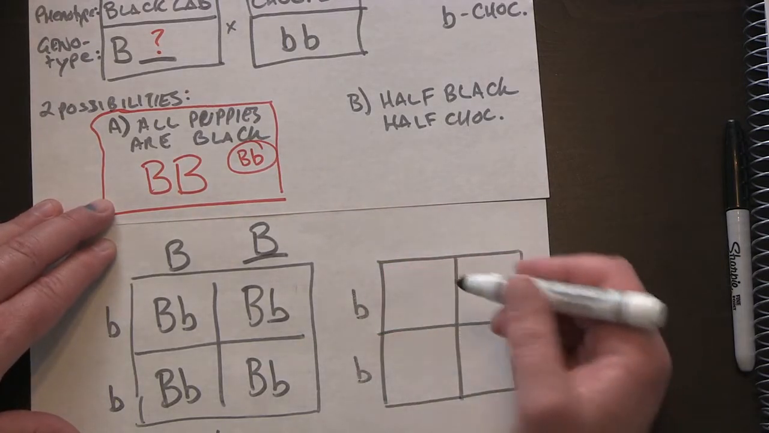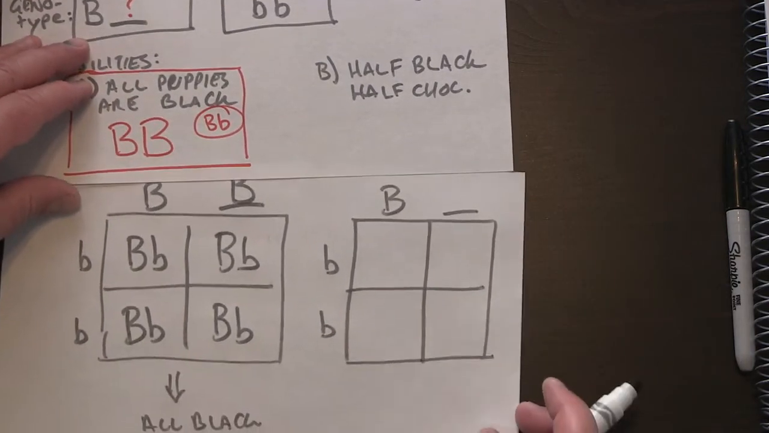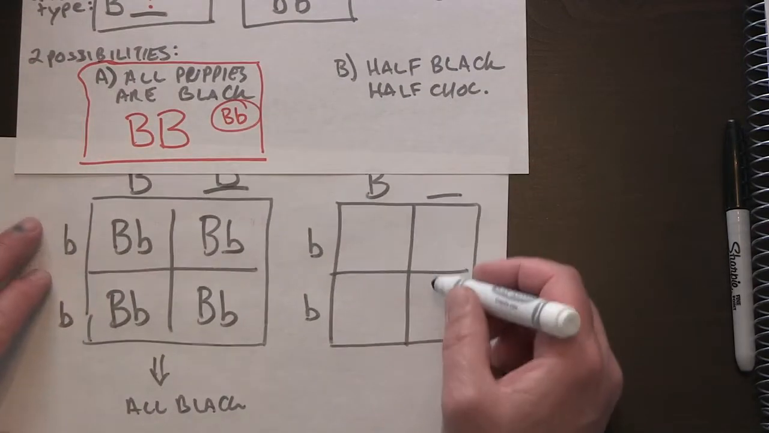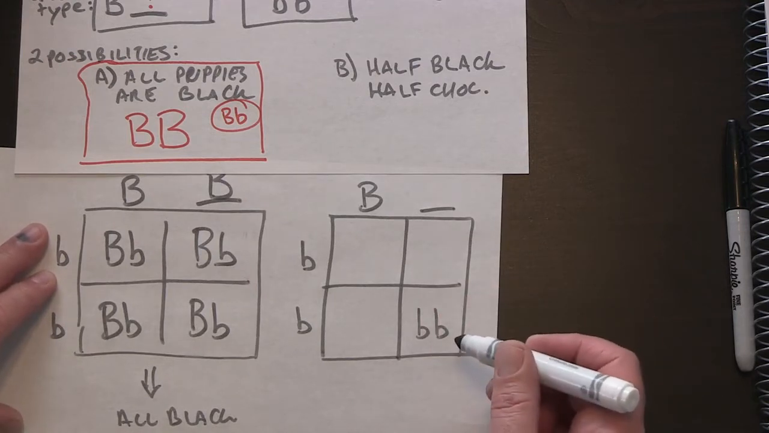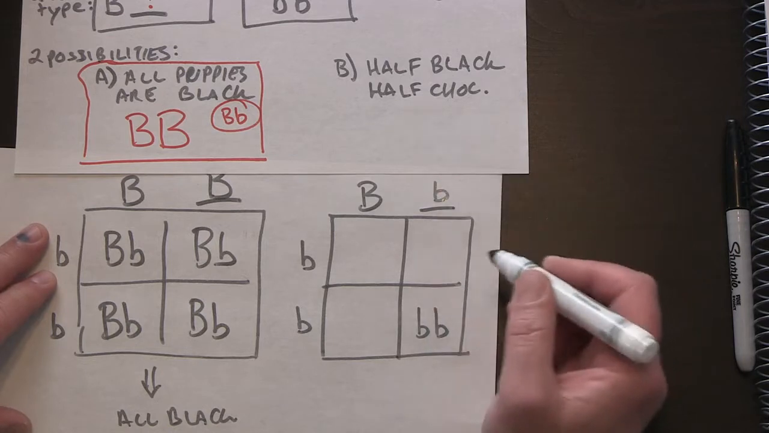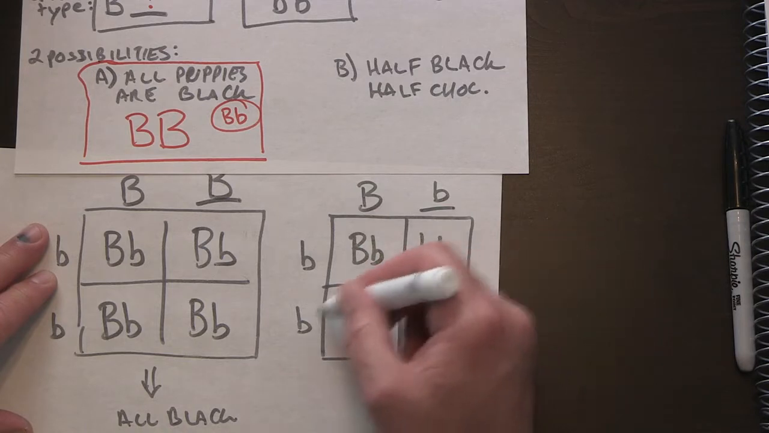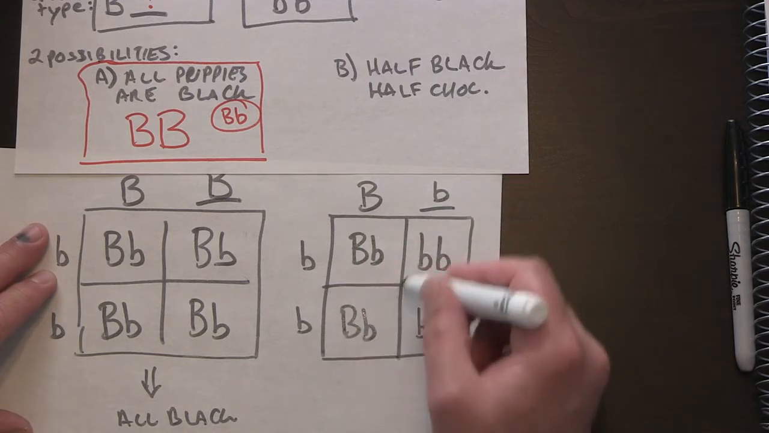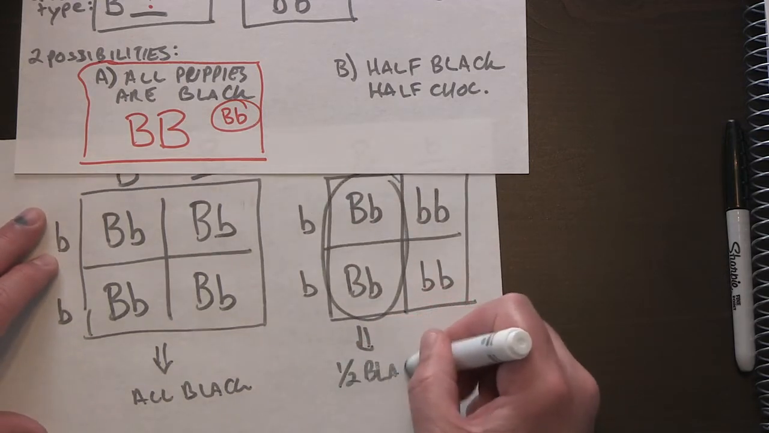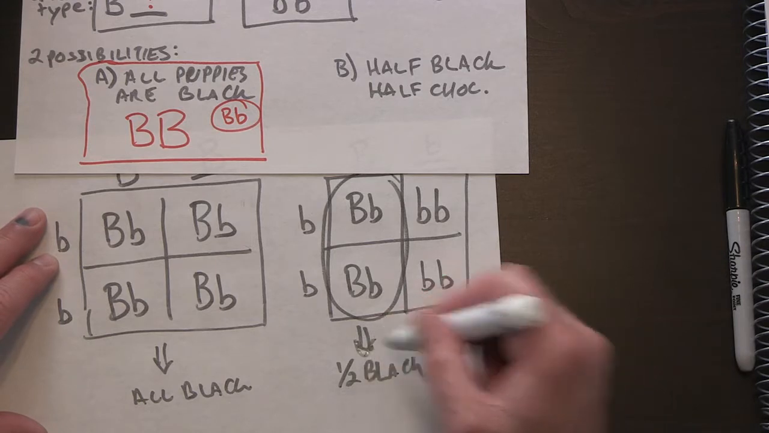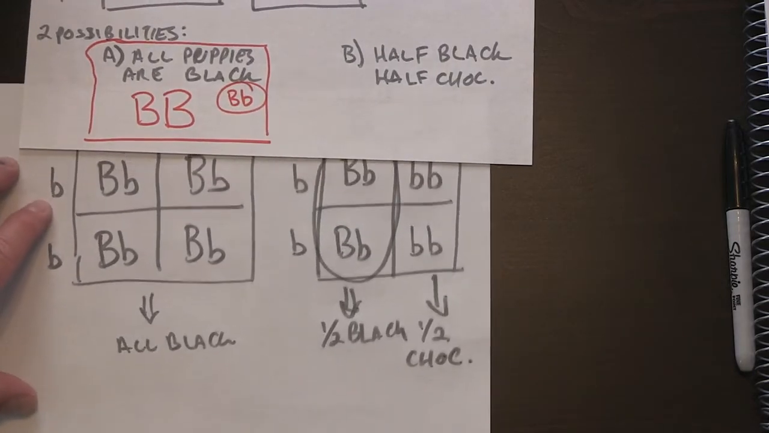again, here's the one parent, the chocolate one, little b, little b, and the unknown. If we get any that are chocolate, that means that they have to be little b, little b, right? They have to be. That means that this has to be big B, little b. So we're going to have here a black lab, chocolate lab, chocolate lab, black lab. So half of them are black, and the other half are chocolate. Okay.